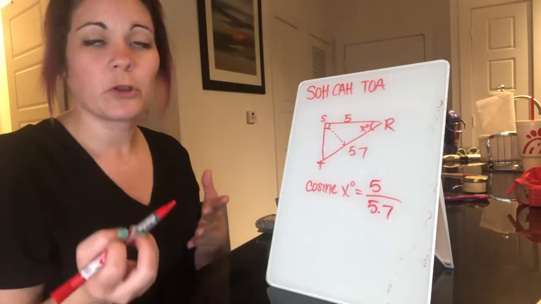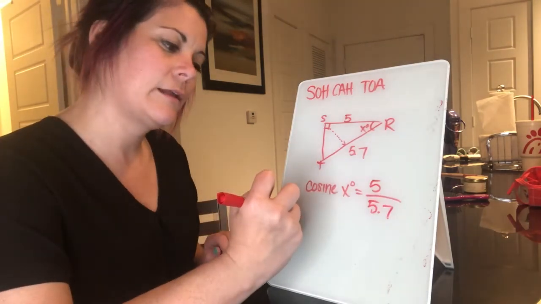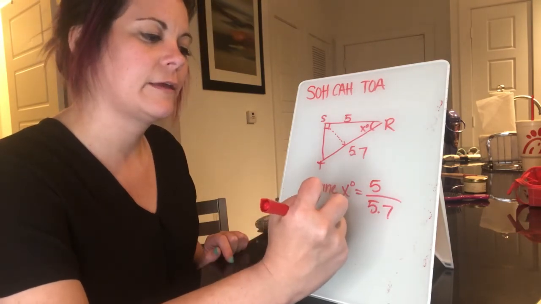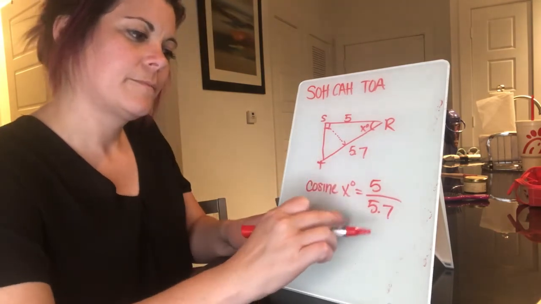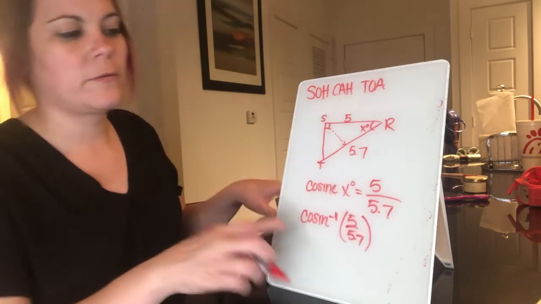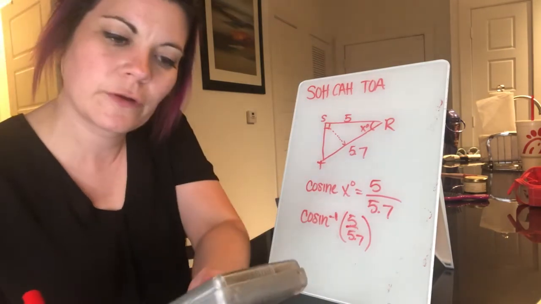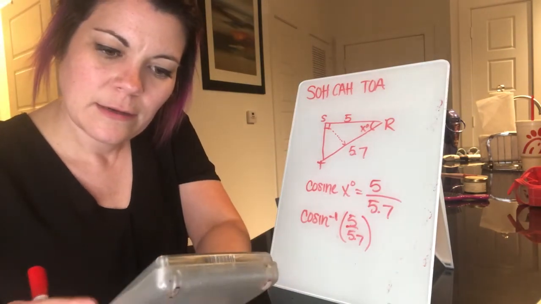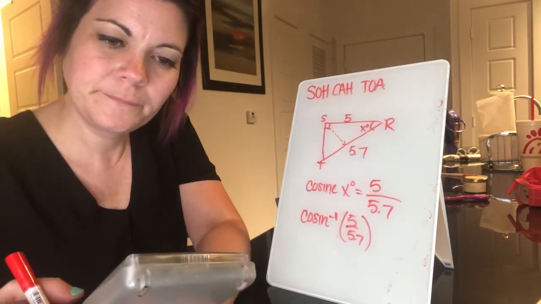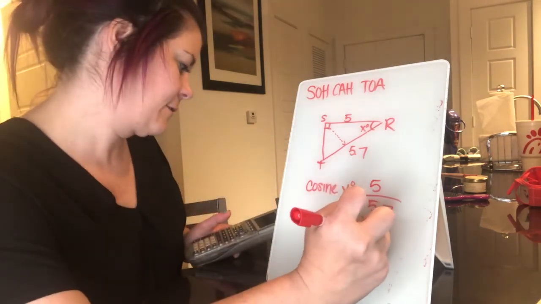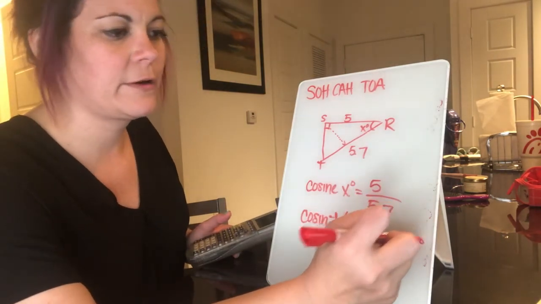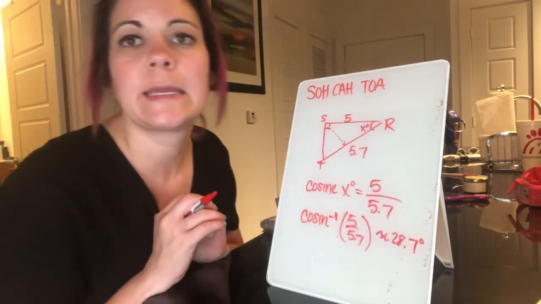And so remember, when we're looking for a degree, we'll write it in our calculator like this. Second cosine, so the inverse of cosine, of 5 divided by 5.7. And this, I'm going to round to 28.7 degrees. So angle R is 28.7 degrees.